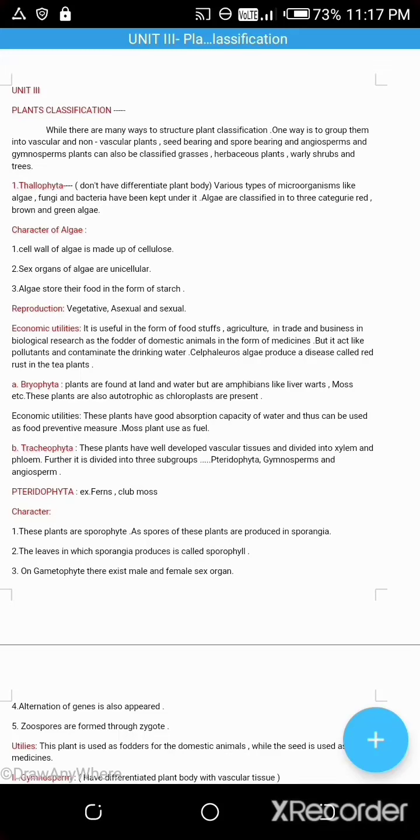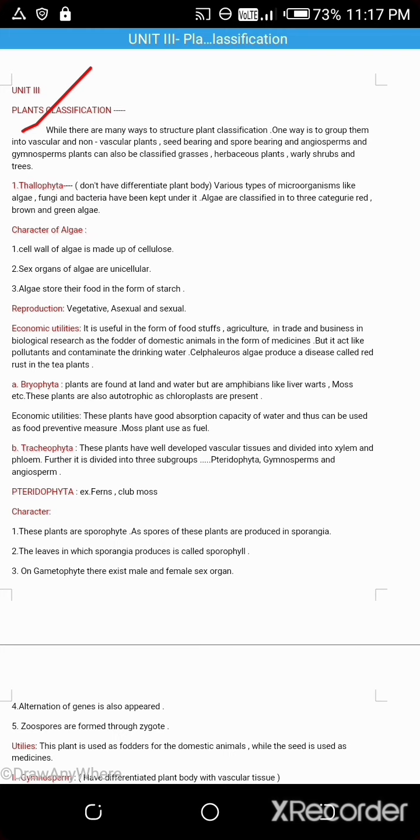Dear students, in this video, I'm going to talk about a very important topic: plant classification. While there are many ways to structure plant classification, one way is to group them into vascular and non-vascular plants, seed-bearing and spore-bearing, and Angiosperms and Gymnosperms. Plants can also be classified as grasses, herbaceous plants, woody shrubs, and trees.